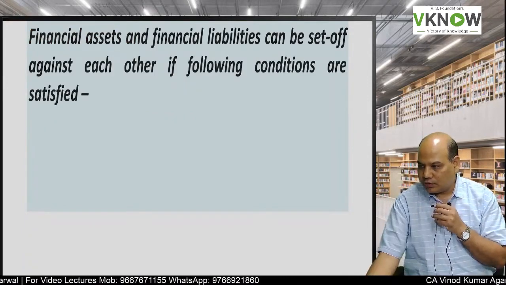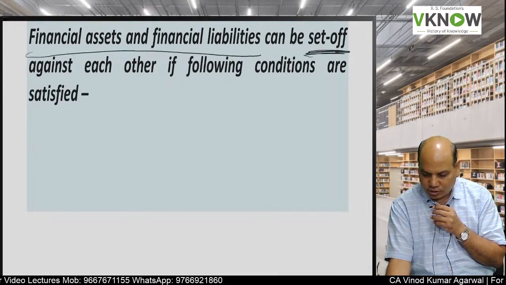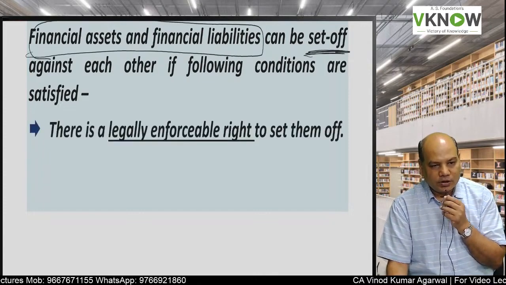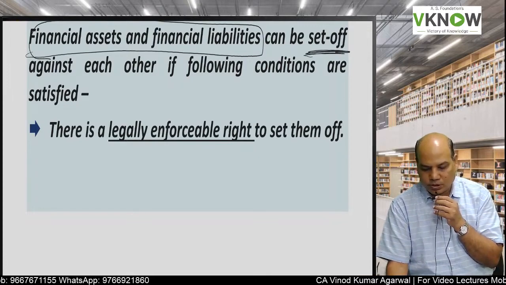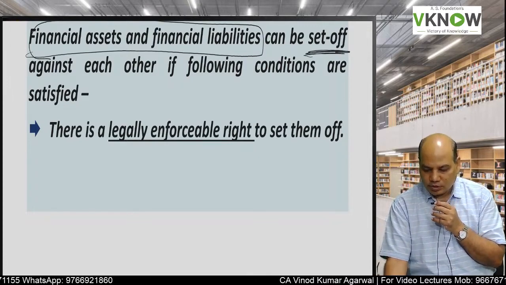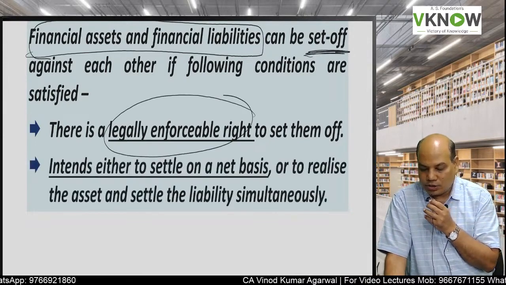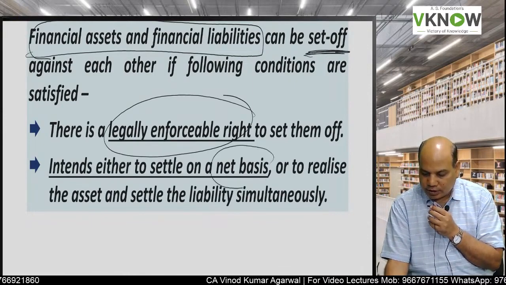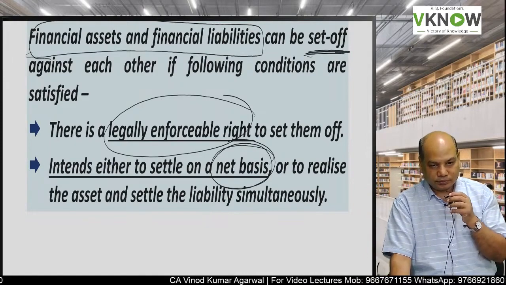Another question is set off of financial asset against financial liabilities. Can financial asset and financial liability be set off against each other for presentation purpose? The answer is yes, if two conditions are satisfied. Condition number one is there is a legally enforceable right to set them off, and condition number two is the entity intends to settle on the net basis.